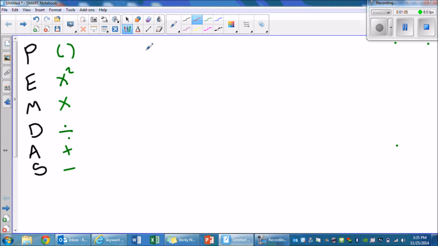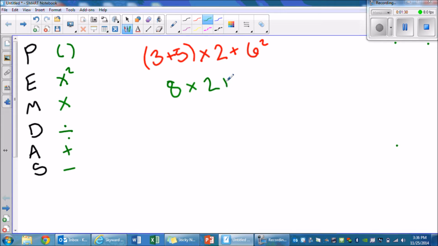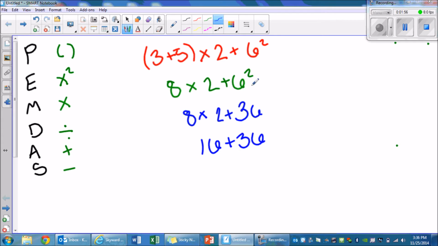So if we just go with positive integers, for example, we could have 3 plus 5 times 2 plus 6 squared. Okay, so according to Aunt Sally, we need to do the parentheses first. So what is in the parentheses is 5 plus 3, so when you add that together, you would get 8, and you're still left with times 2 plus 6 squared. So then according to Aunt Sally, you are supposed to do exponents next. So we would do 6 squared, which is the same as 6 times 6, which is 36. So we are still left with 8 times 2 plus 36. Then we need to do multiplication or division, whichever one is there. So we have 8 times 2 is 16, and then we still have plus 36. So then you do 16 plus 36, and you will get your answer.